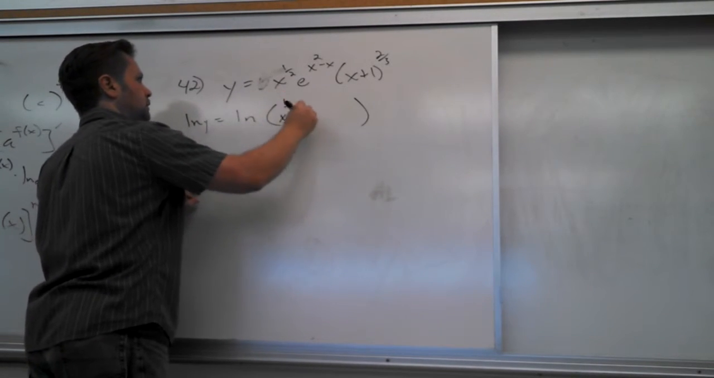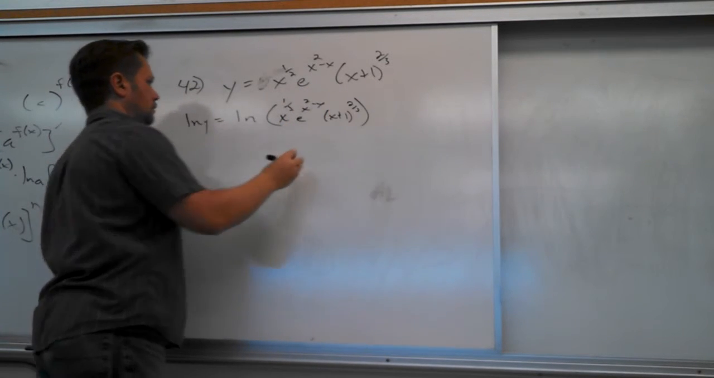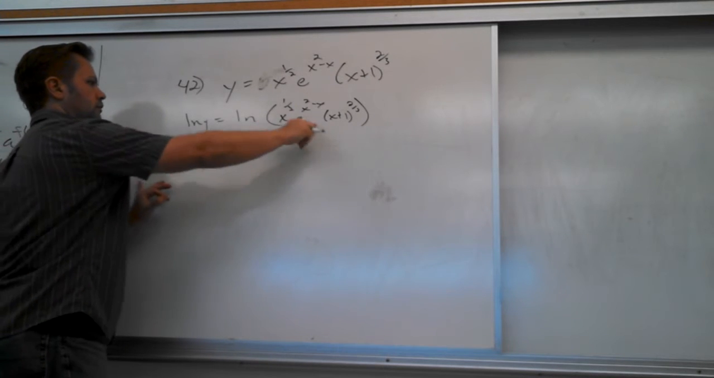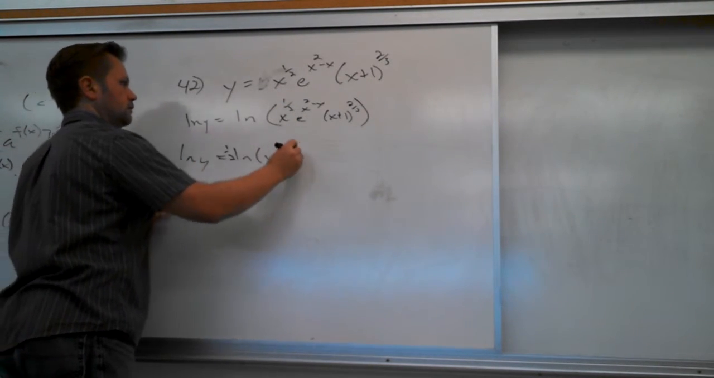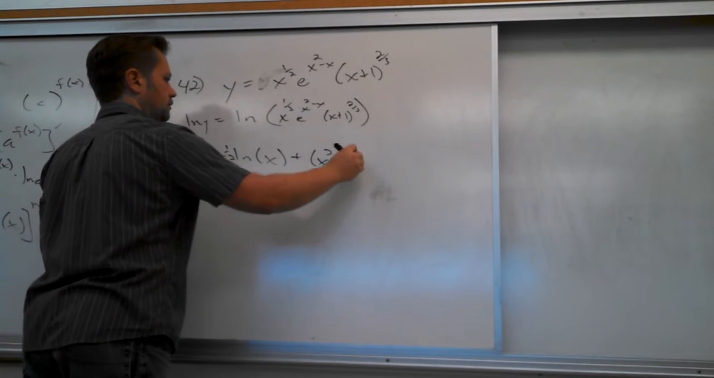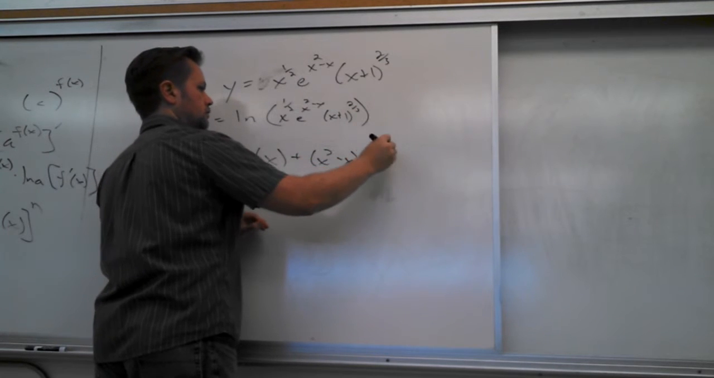So why does that help me out? Because you can change it to addition. Yes, exactly, the log of the product. And what's really nice is the 1/2 comes out, the x squared minus x comes out, and then what's ln of e? And then I get plus 2/3.